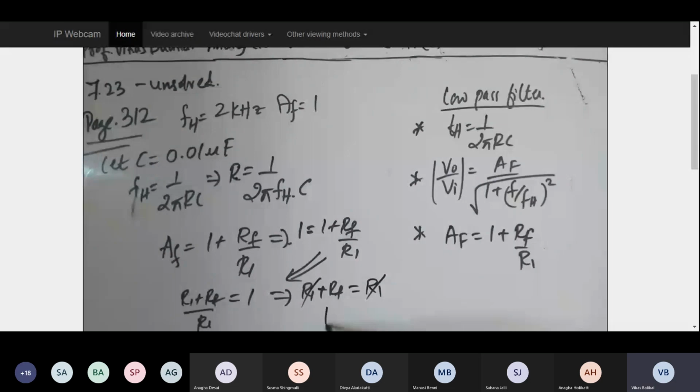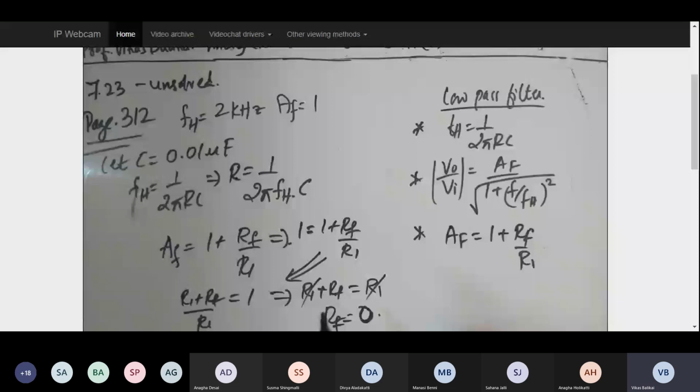If RF is 0, that indicates there is no RF involved. And if R1 has been cancelled out, which means R1 is also 0. This is the problem, which indicates that the resistances are exactly equal and they have cancelled out. So accordingly, you can just draw the circuit.